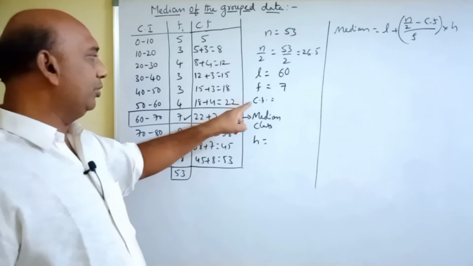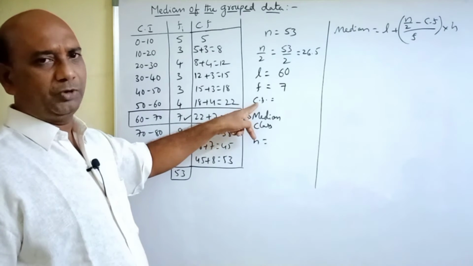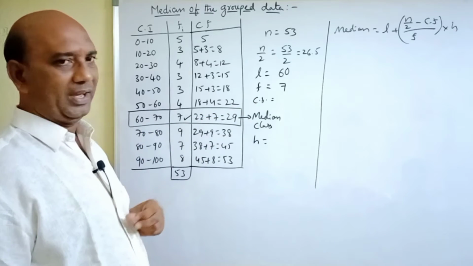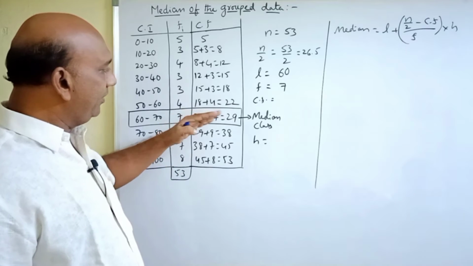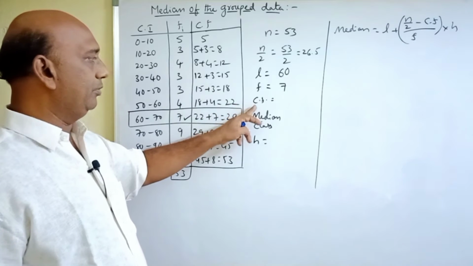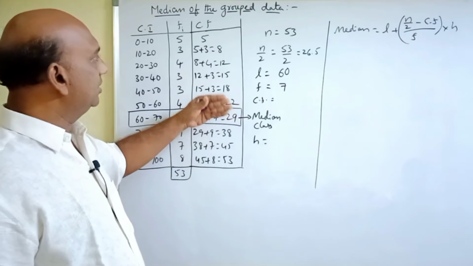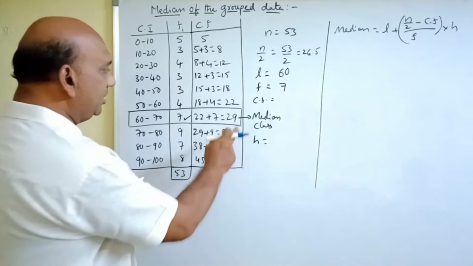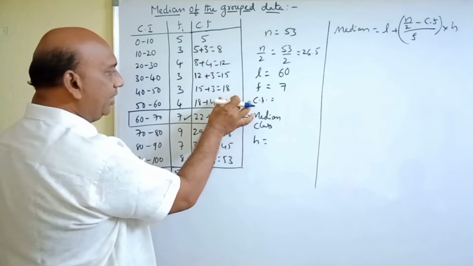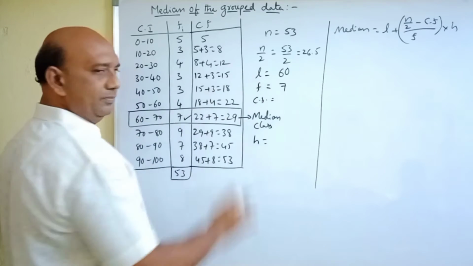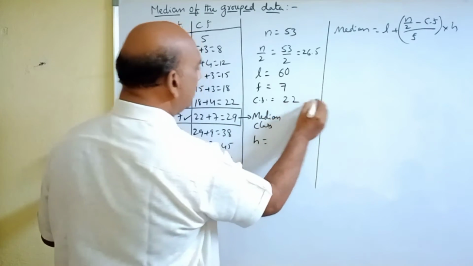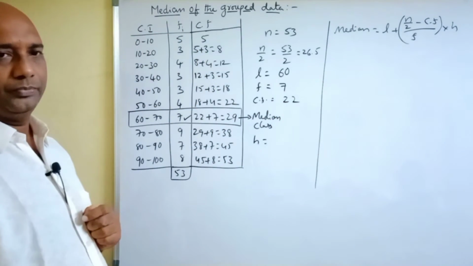And then cumulative frequency. There will be a small confusion. Cumulative frequency is selected as the previous cumulative frequency of the median class. CF means the previous cumulative frequency of the median class. This is the median class and all these are cumulative frequencies. Its previous cumulative frequency is 22. So, CF is equal to 22.